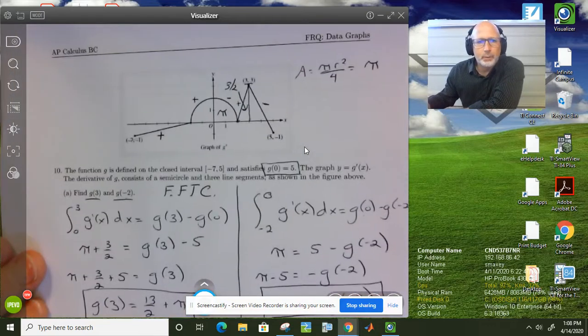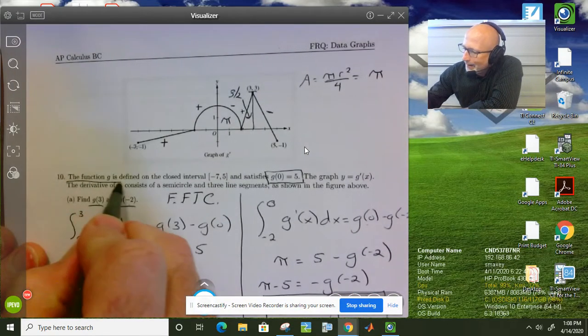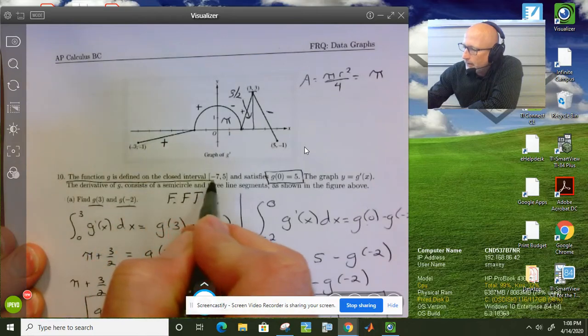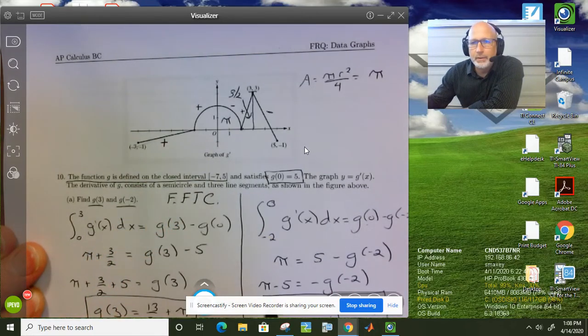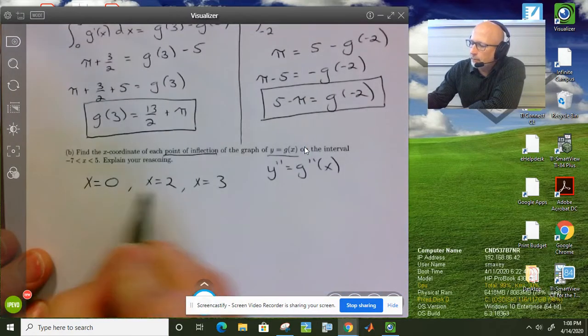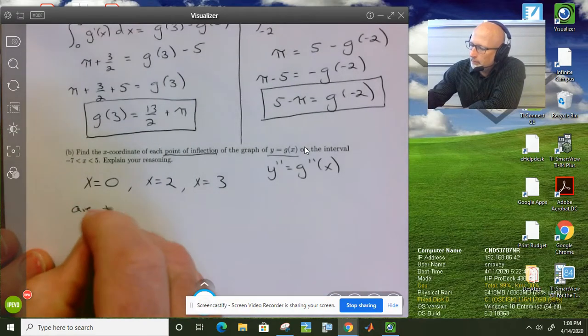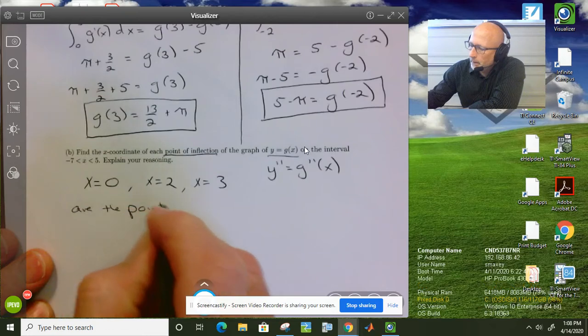So the key here is what's in the instructions. The graph of g is defined on the closed interval from -7 to 5, which means that every point in there is defined, which means it exists. So x equals 0, x equals 2, and x equals 3 are the points of inflection.